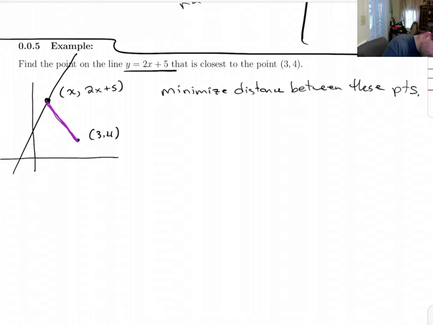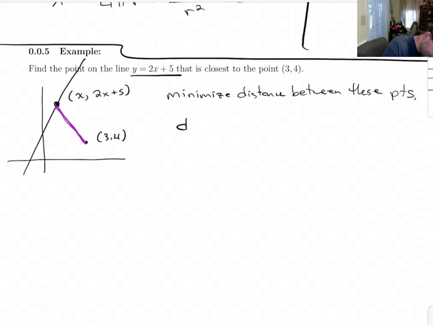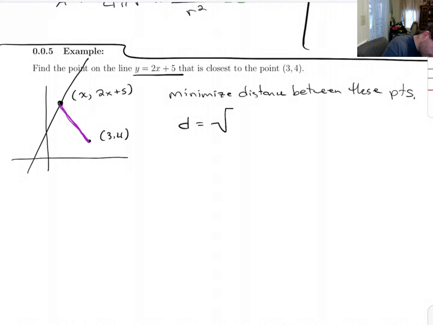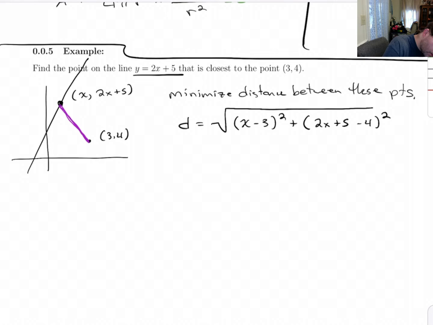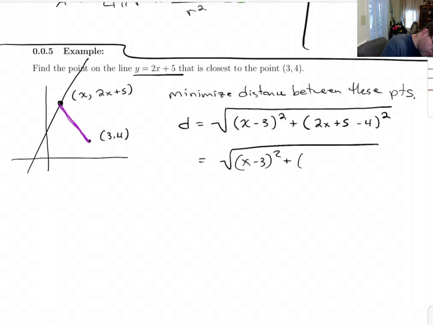Now, we can use the distance formula for that. Remember, the distance formula tells you the distance is the square root of the difference in x values squared plus the difference in y values squared. So let's just go through and work this out. x minus 3 squared, and then this other one is going to be 2x plus 1 squared.